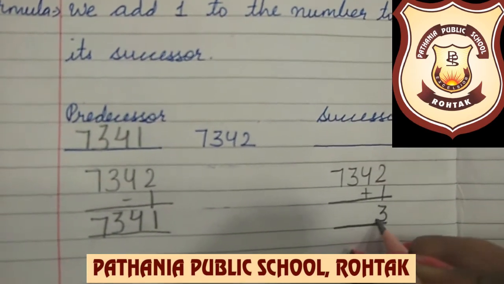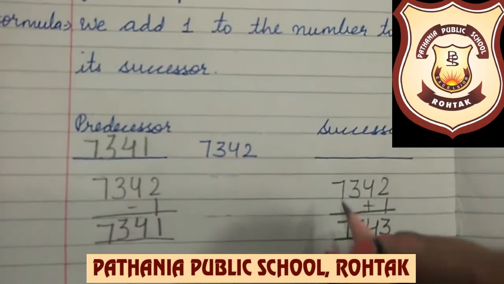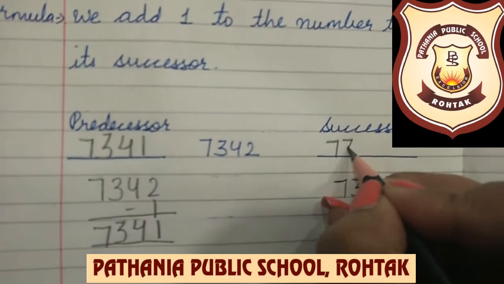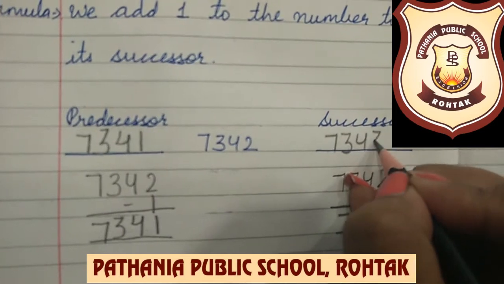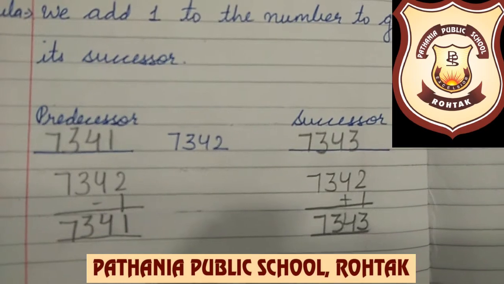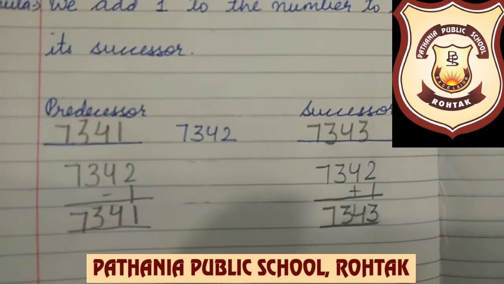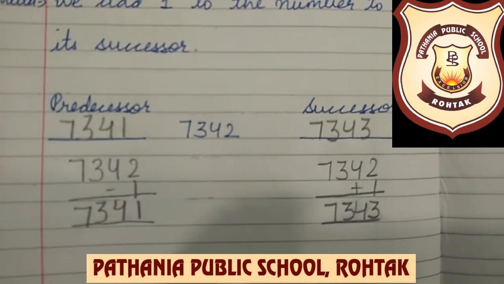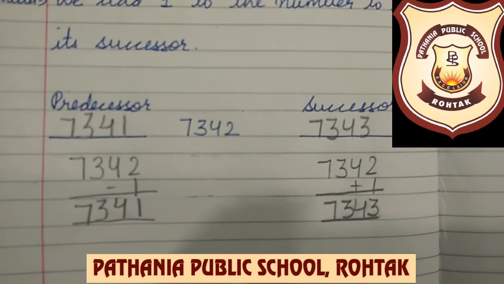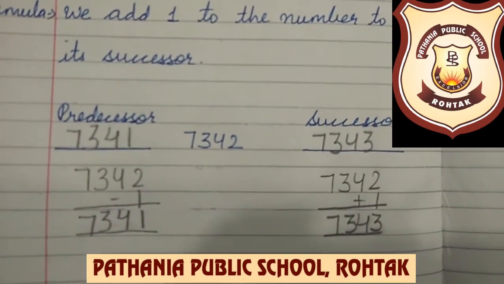2 plus 1, 3. 4 remains the same, 3 remains the same and 7 remains the same. So the successor of 7342 is 7343, and we can check it by counting also: in counting, 7343 comes after 7342. So these are the formulas by which you can identify the predecessor and successor of any given number. Now let's do activity 1.